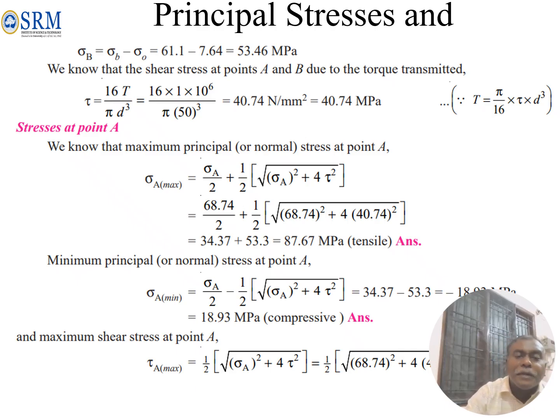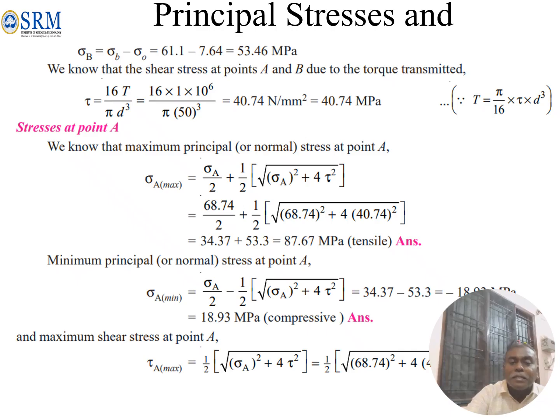Then after finding this, the stresses at point A: maximum principal, minimum principal, then maximum shear stress. So 1, 2, and 3 are applicable for point A, because the question asks very clearly: determine the resultant maximum stresses at points A and B individually. So the maximum principal is sigma A over 2 plus the square root term, where sigma A is the tensile stress at point A. We have to find the maximum principal stress at point A only.